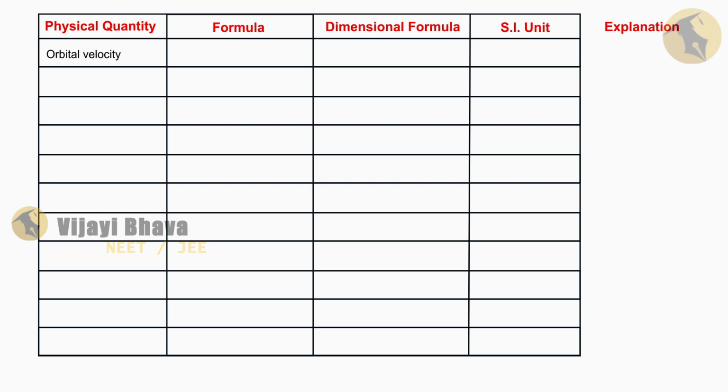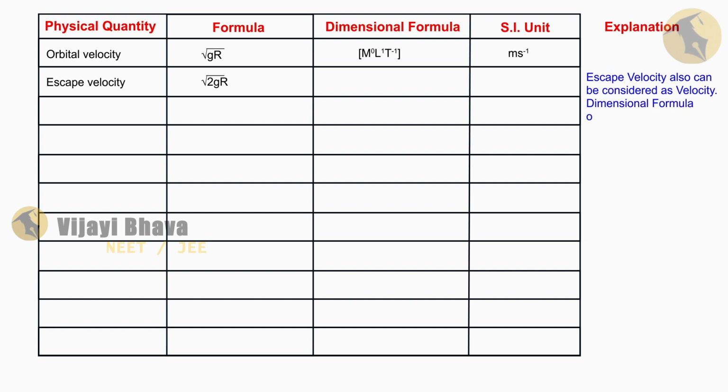The next one, orbital velocity. Orbital velocity V0 is given by square root of gR. Otherwise, simply it can be considered as velocity, and we know velocity has a dimensional formula L1 T minus 1. So, orbital velocity will have a dimensional formula M0 L1 T minus 1. The next one, escape velocity, generally given by the formula square root of 2gR, but even this escape velocity can be considered to be velocity, thus its dimensional formula also becomes L1 T minus 1, otherwise M0 L1 T minus 1.